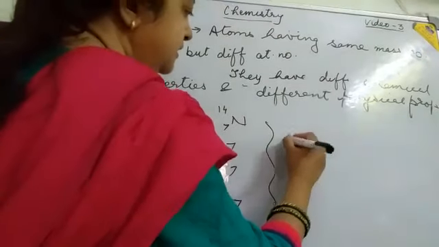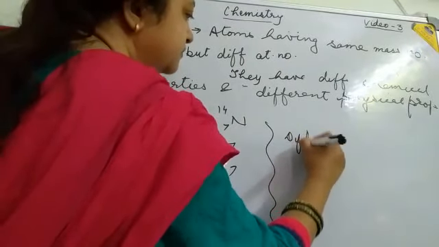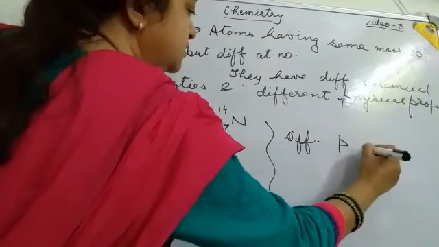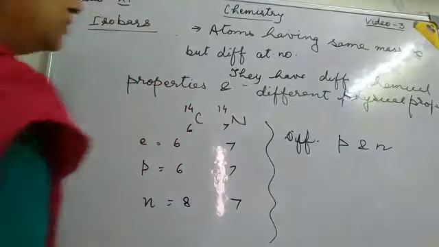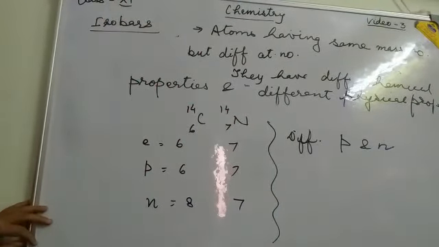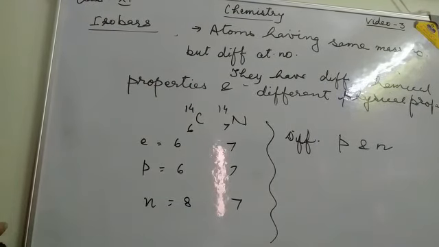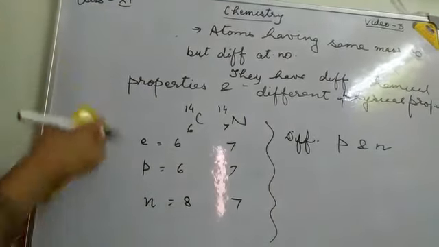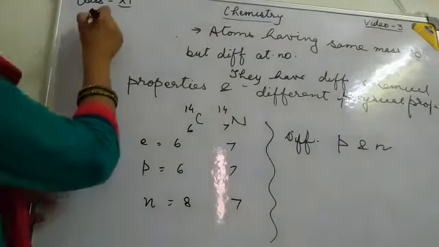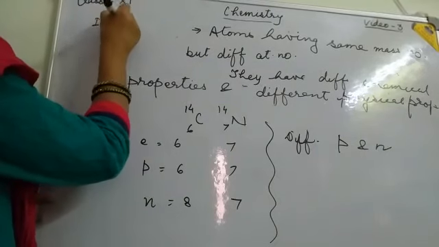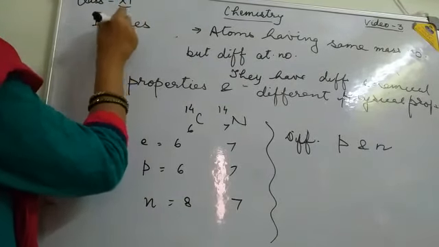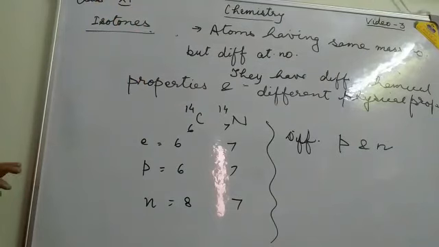What is different? Different protons and neutrons. Nothing is the same, but only the mass number is the same. Same mass number and different atomic number. The next term is isotones. What are isotones? Nothing is the same, but only the number of neutrons is the same.